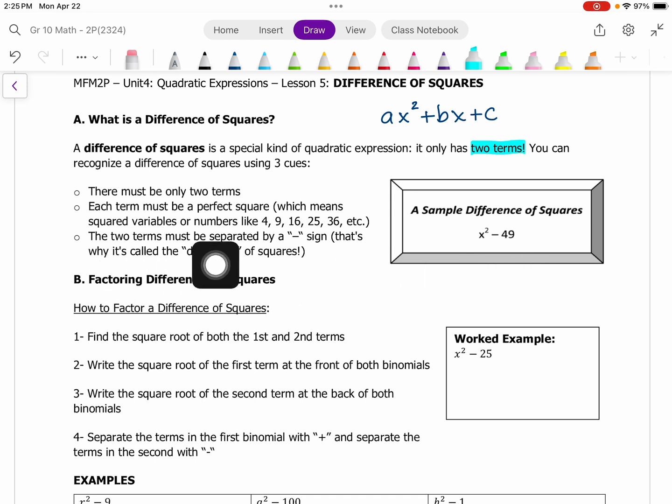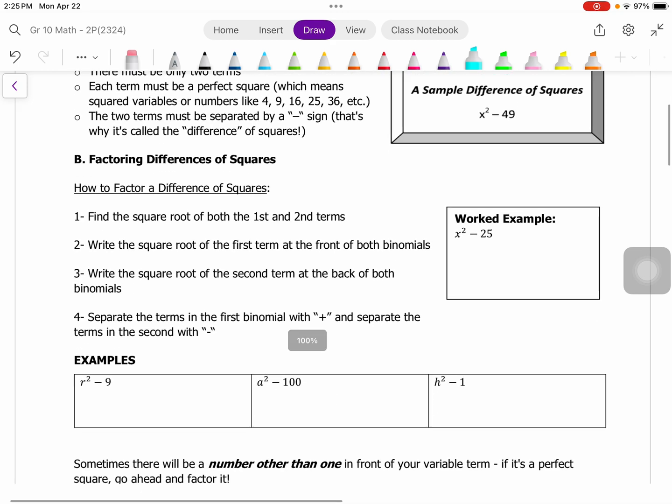And then the two terms have to be separated by a subtraction. So x squared minus 49 is an example that hits all of those things. Two terms only, the x squared and the 49. X squared and 49 are both perfect squares, so we can square root them, and there's a minus in between them. So we're going to look at how we can factor a difference of squares quadratic relation into two binomials. And it's a lot less work than our other factoring of simple trinomials.